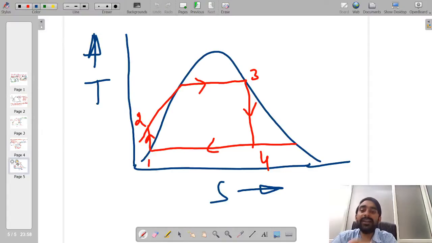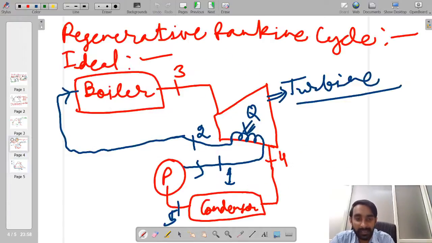Okay, so because of that, if you try to see over here, the expansion process, whatever earlier was happening from point number 3 to 4, now this expansion process will be something like this. Okay, so this will be the new expansion process now inside the turbine. So over here, let me write this point as point number 4 dash, when we are passing certain amount of stream through our turbine.